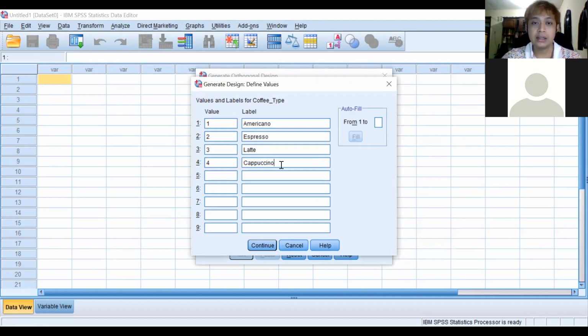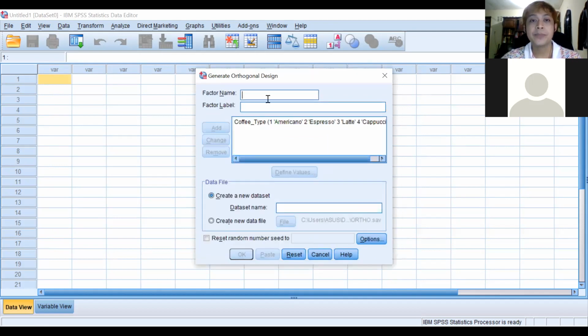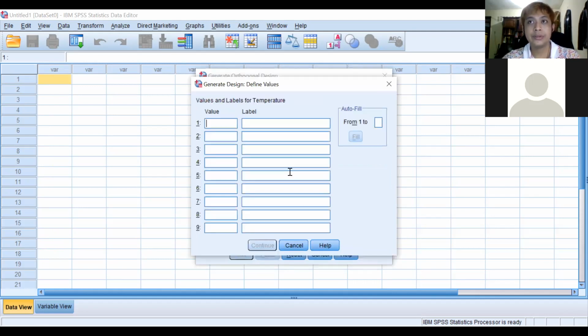Okay, latte and then cappuccino. Yeah, okay. So let's define this four. Okay, and then we have the second one. No, factor two is not factor two. What? Coffee temperature, or just temperature. Okay, we have the temperature, and then you click define values.